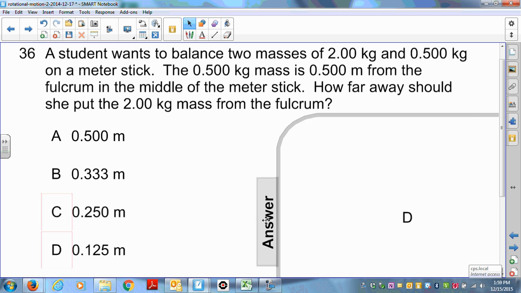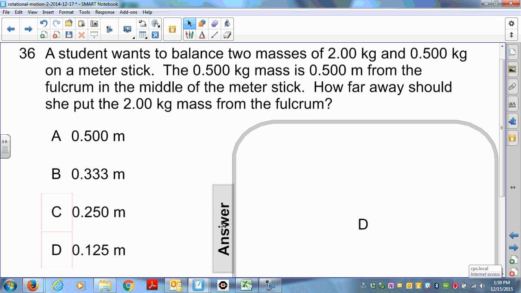Okay, so let's see if we have the right answer. The correct answer is D, 0.125 meters. You're going to solve this just like the example. We know that both of the masses are going to be on either side. We know that the 0.500 kilogram mass is located 0.500 meters away. So your final equation should be the mass of the 0.500 kilogram times the 0.500 meters divided by the 2 kilograms, which should give us the distance of 0.125 meters. Now notice here I used mass and not force. But if you remember, both of these have to be multiplied by 10 meters per second squared. So the acceleration due to gravity cancels out on both sides, just like the sine theta does.